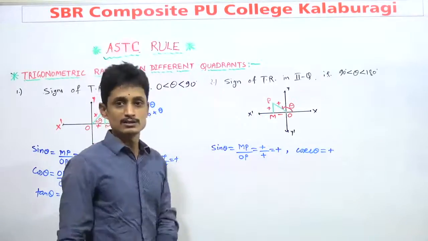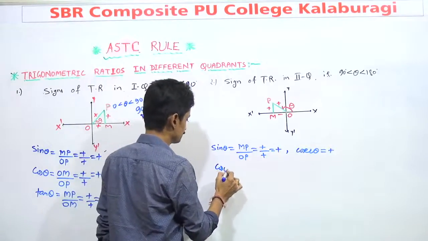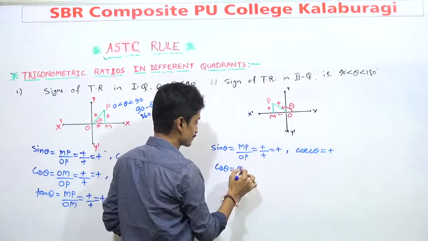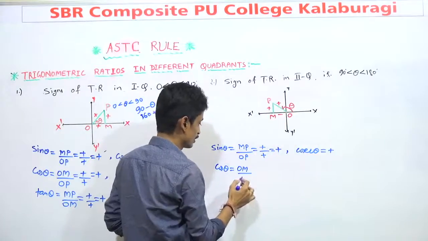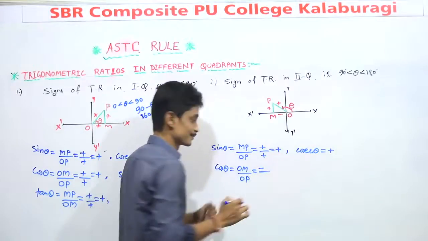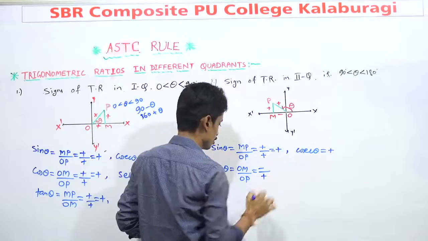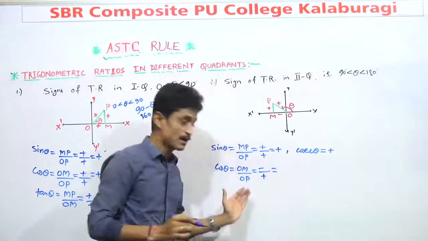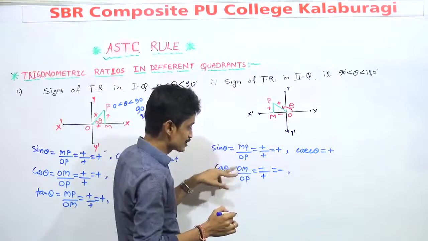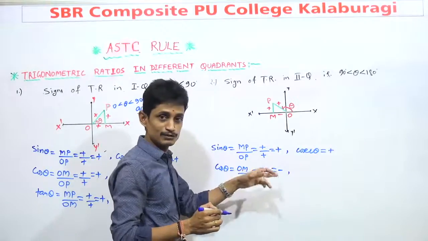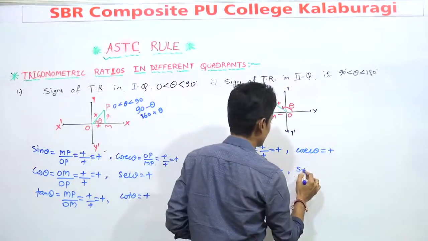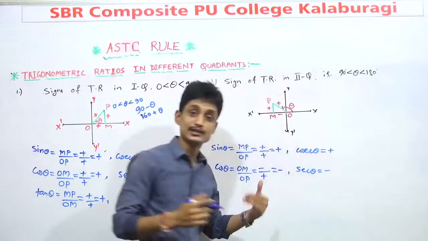Now we move to the next one, cos theta, in the second quadrant. We find OM upon OP, where the hypotenuse is OP. OM is a negative quantity, and OP is a positive quantity. Negative upon positive gives a negative quantity. Interchanging OP and OM, positive by negative is also negative. So secant theta is a negative quantity.